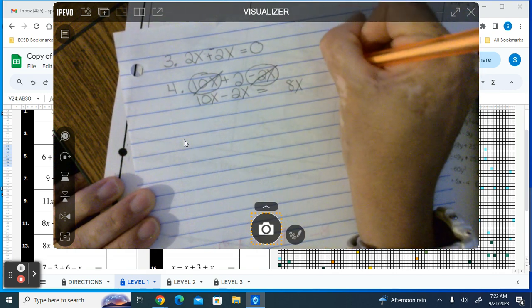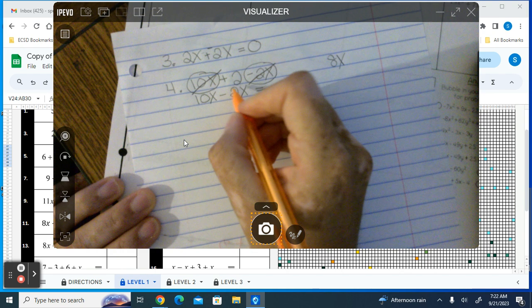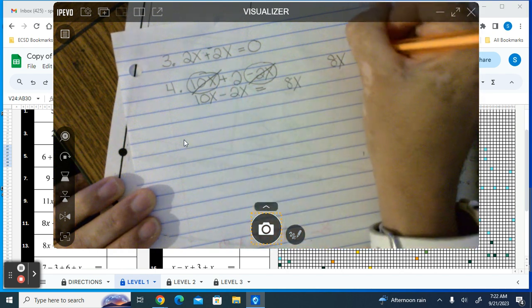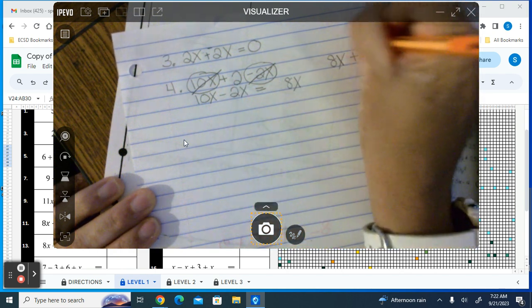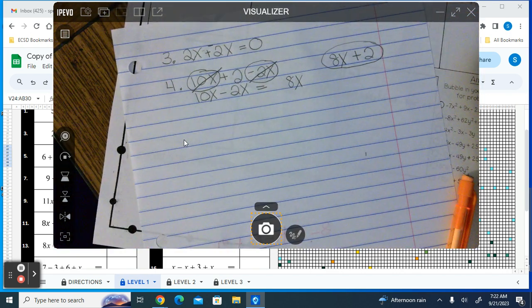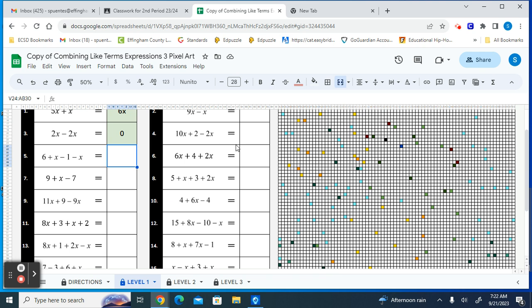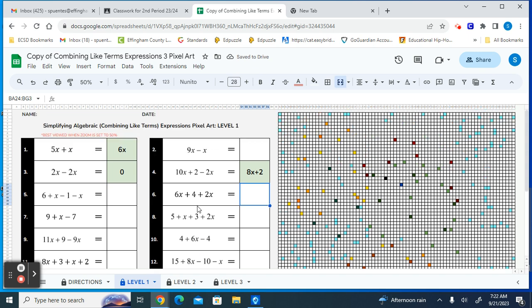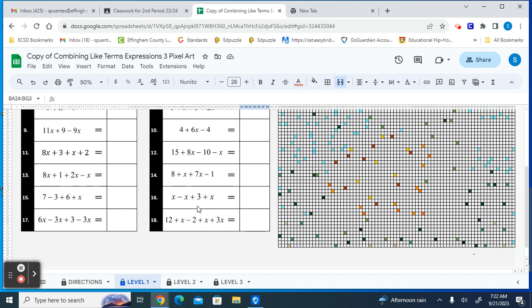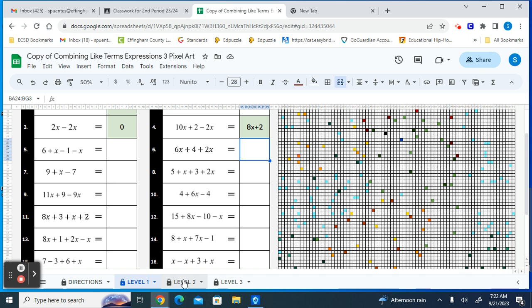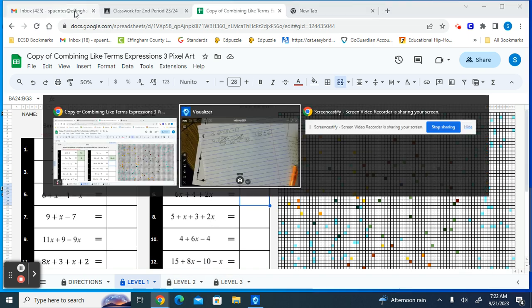I'm going to rewrite it here as 8x. Go back and I see a constant of plus 2. So this guy right here is going to be my answer. I'm going to come over here and look at number 4, and I'm going to put this as 8x plus 2, and I'm going to go down and look at it. Turns green and more pictures start to come up. And that's what you're going to do. So you've got level 1 and level 2 to complete.